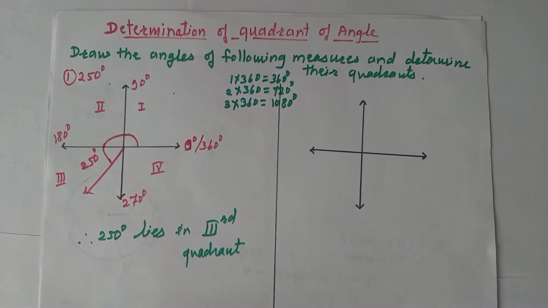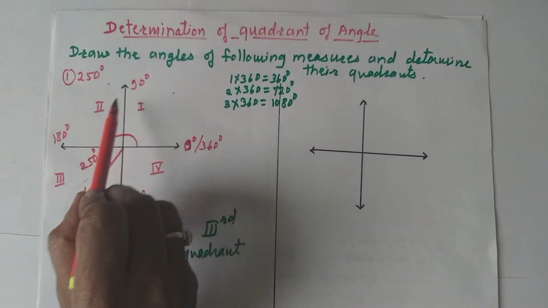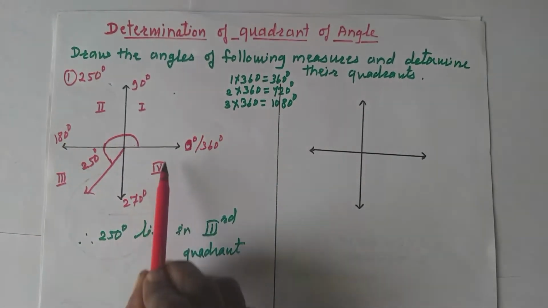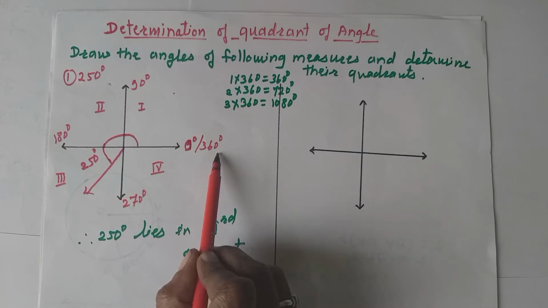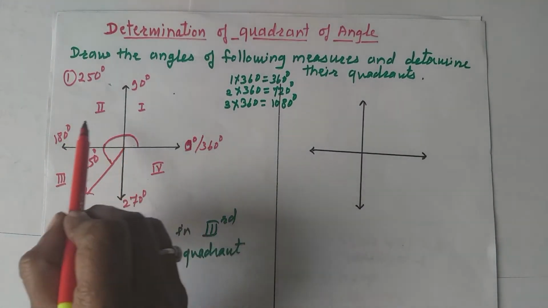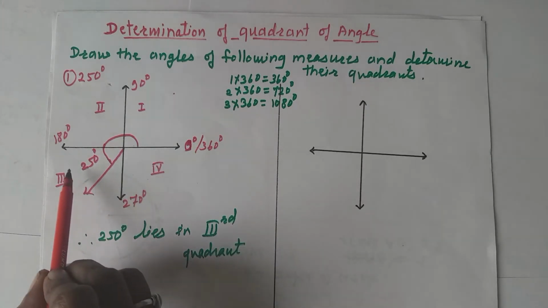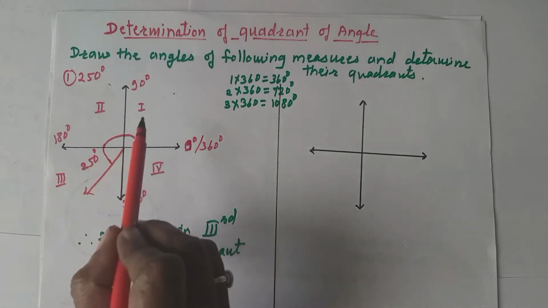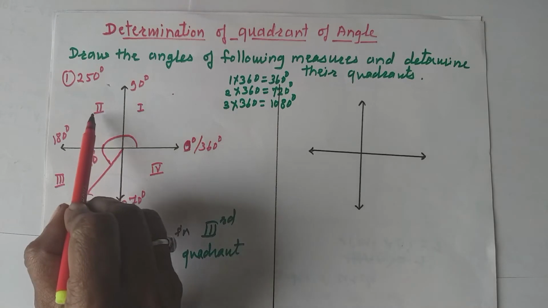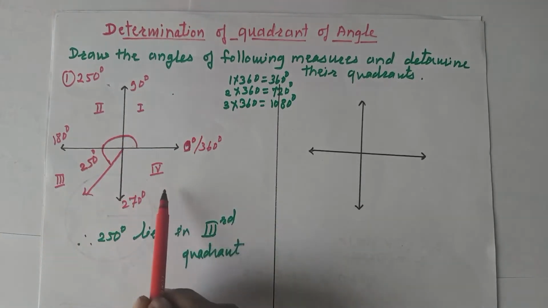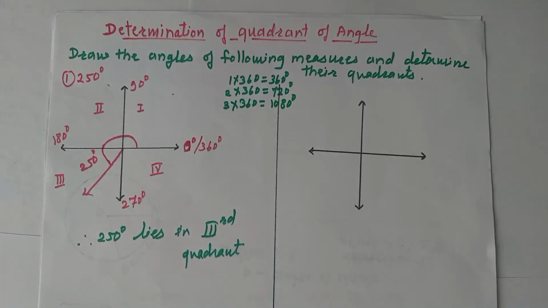In this way, it is very simple if we know that this is 0 degree, 90, 180, 270, and after a complete rotation 360 degrees. If the angle is positive, you go in the anti-clockwise direction. If the angle is negative, you go in the clockwise direction. And remember that this is the first quadrant, this is the second, this is the third, and this is the fourth quadrant. Okay. Let's see the next example.